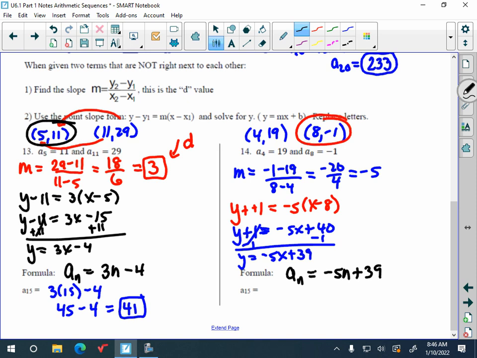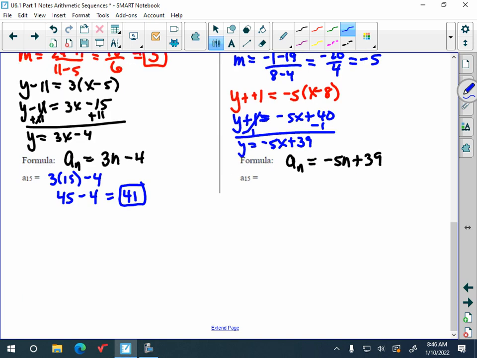Now we can find the 15th term by plugging 15 in for n. All right, so negative 5 times 15 plus 39. And use calculators, easier. Negative 5 times 15 is negative 75 plus 39 is negative 36. So the 15th term, or a sub 15, is negative 36.